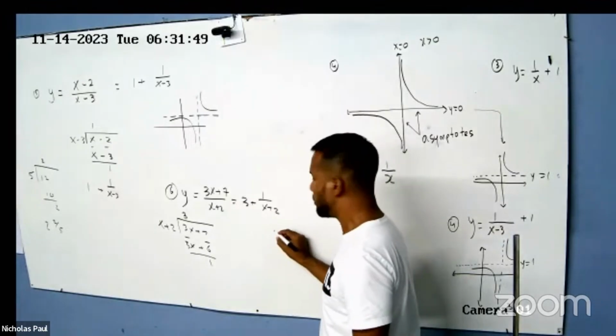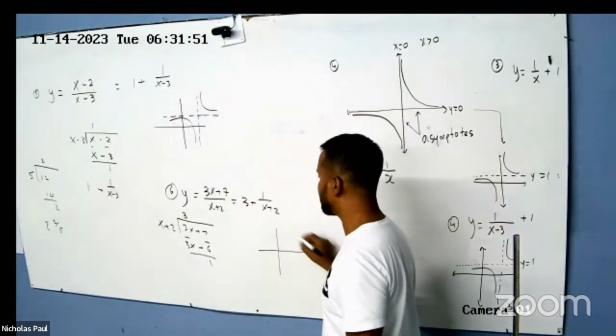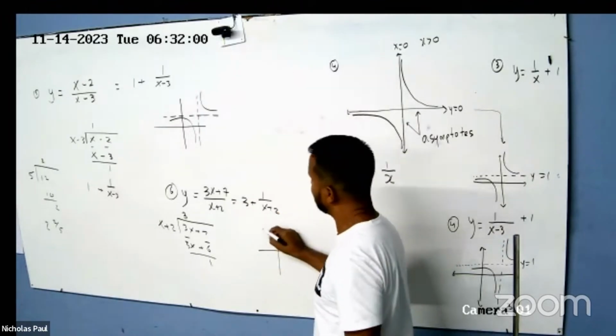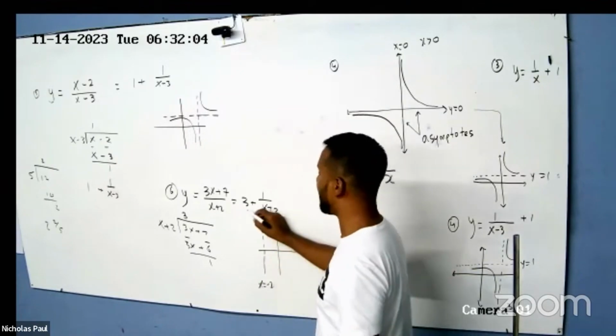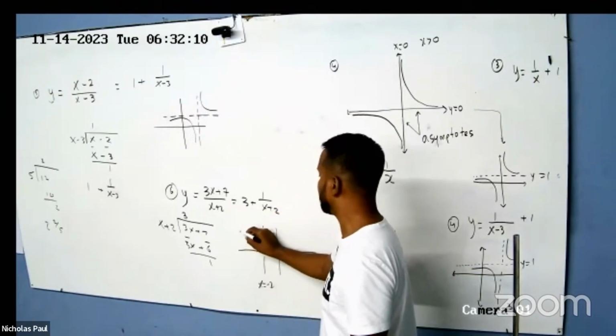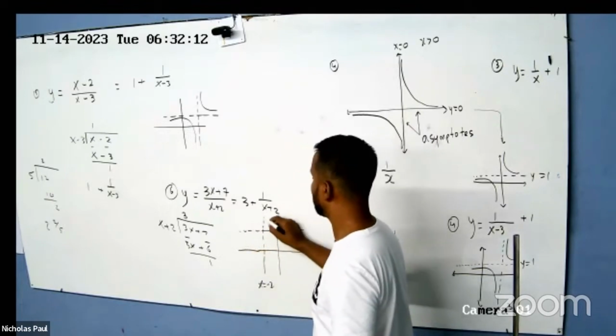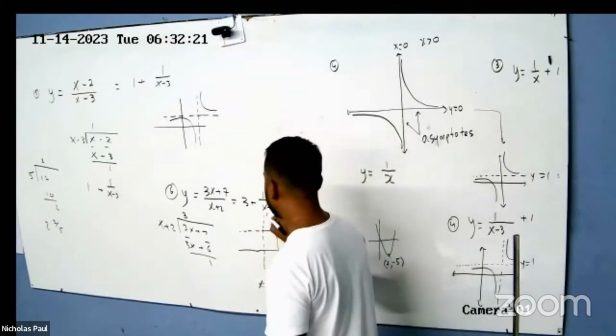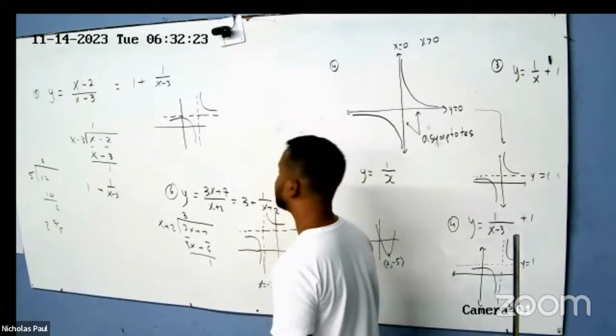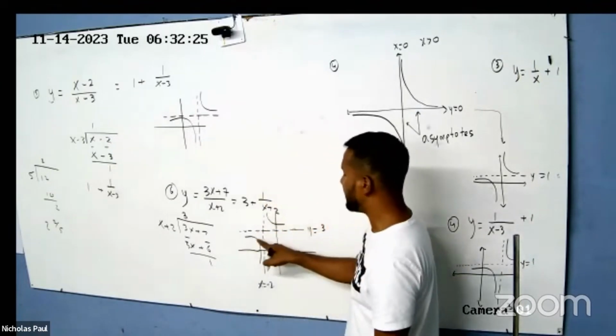So what does this shift look like? 2 where? We just went through this. 2 to the left and 3 where? So the graph is here and here. Right? The graph is here and here.